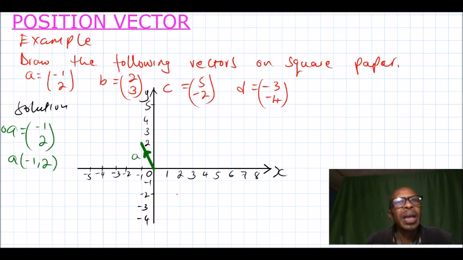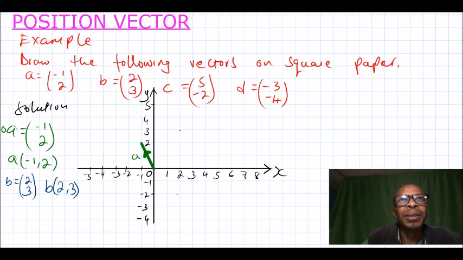Same case applies. We go to B is equal to (2, 3). That's the position vector, meaning the coordinates of B are (2, 3). So you come and identify that point. (2, 3) is here. You draw the vector there. Put the direction. That is our vector B.